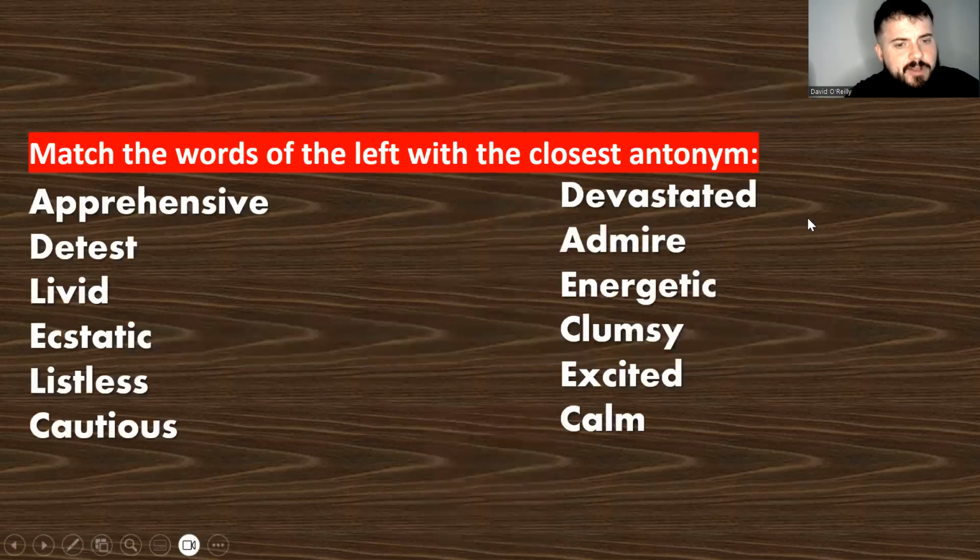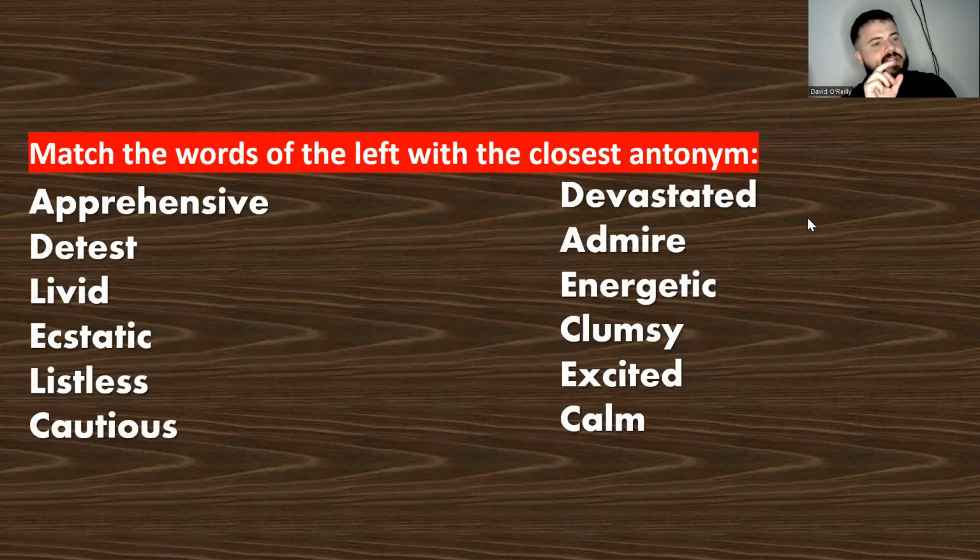So we're going to move on now. Okay, so on the screen, you can see it says match the words on the left with the closest antonym. So we've been looking at synonyms, which means a similar word. Antonyms means the opposite. Okay, so what I'd like you to do is look at all these words on the left. These are words that we've looked at. So apprehensive, detest, livid, ecstatic, listless, and cautious. And can you match it to its antonym, the word that's most opposite on the right? Okay, so you might want to pause the video and do that now. And when you have finished, play the video.